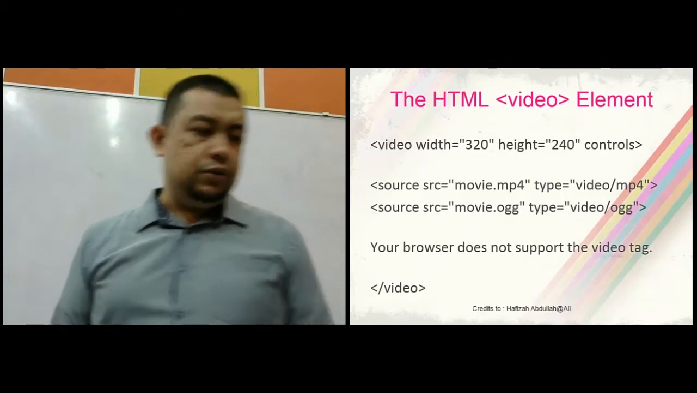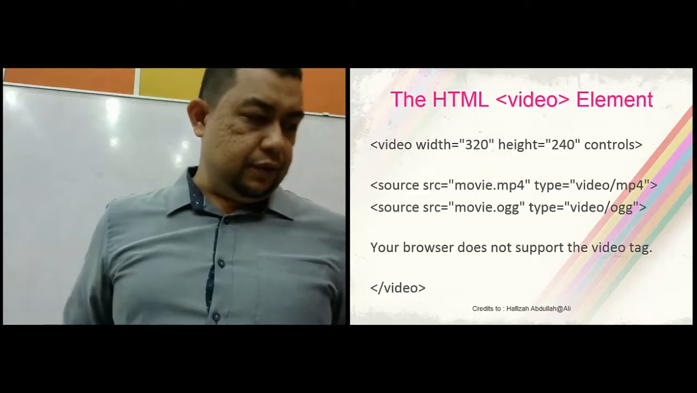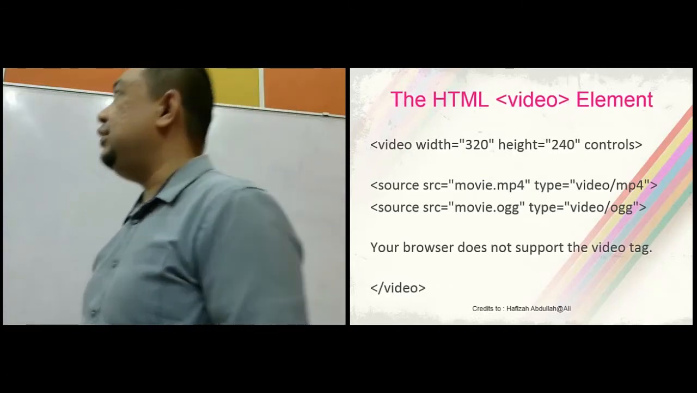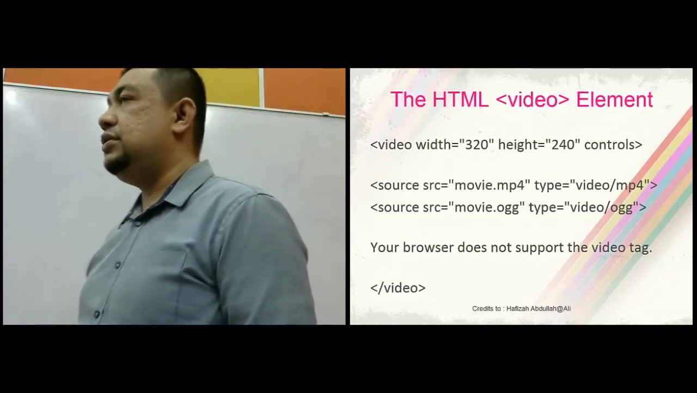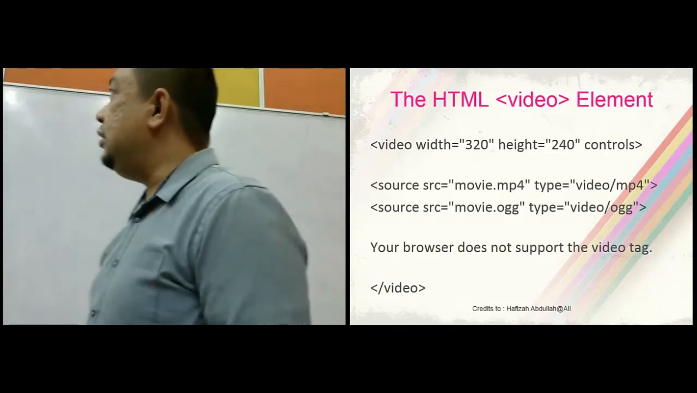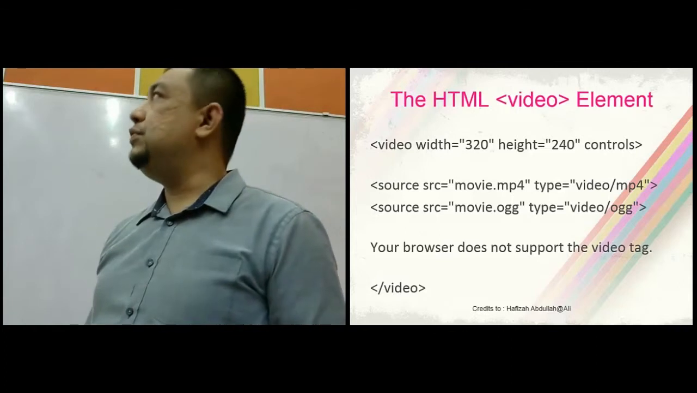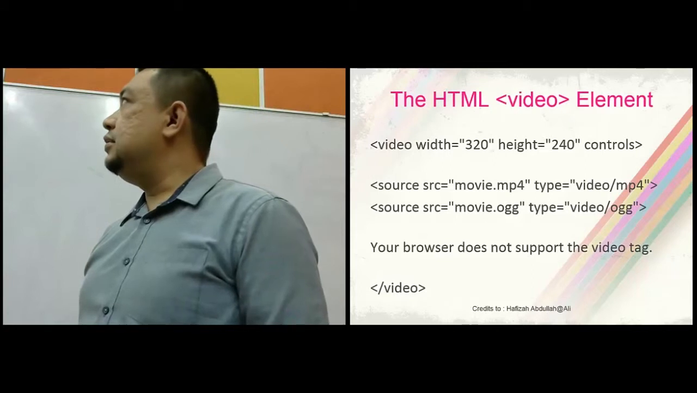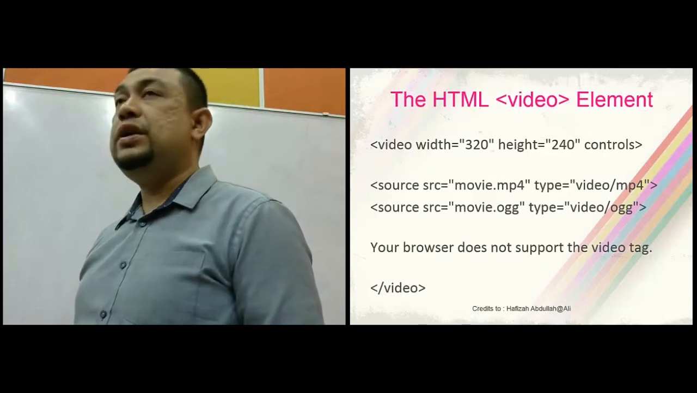This is how we include video in our HTML file. We are using the video tag. When we open the video tag, make sure you close that tag. In the video tag we can include some attributes. For example, we can include the width and height of the video, and we also need to put controls so that we can control our video file.